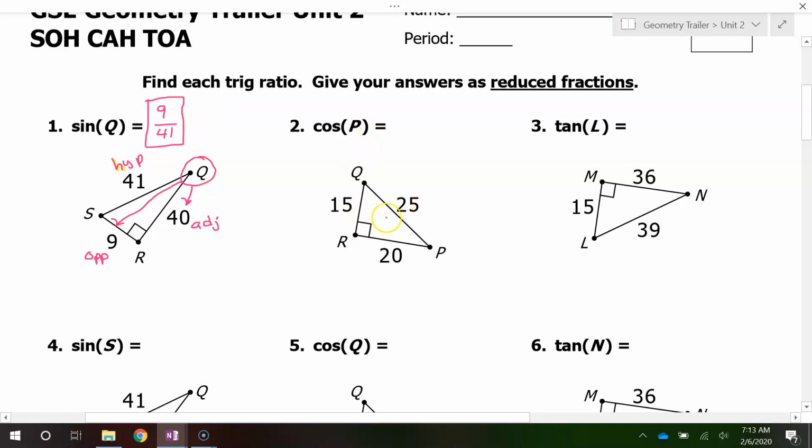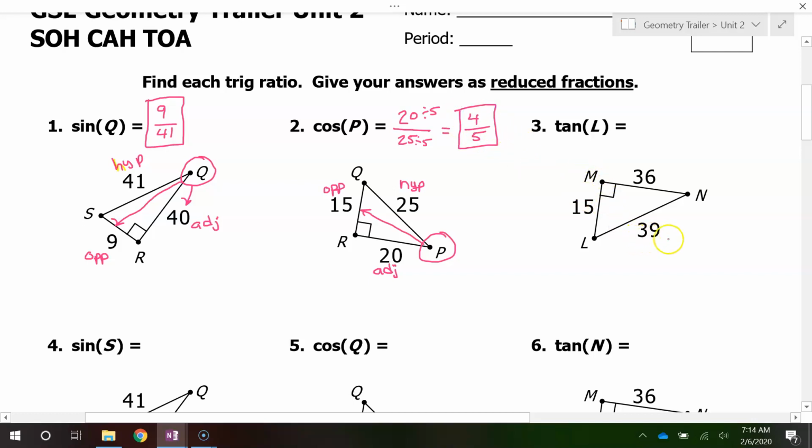For problem number 2, the hypotenuse is the 25 because it is across from the 90-degree angle. Now, we're doing the cosine of angle P, so let's circle angle P and draw an arrow. So that will be opposite. So the other one is adjacent. Okay, cosine is adjacent over hypotenuse. So that's going to be 20 over 25. All right, both of these are divisible by 5. So that's going to reduce down to 4 over 5.